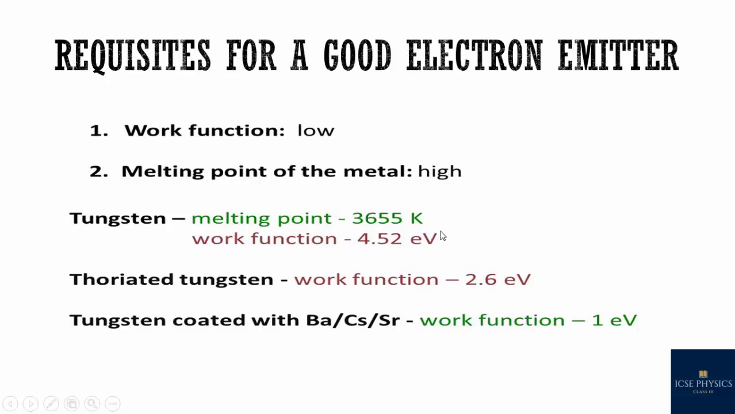So to reduce this work function, we use thoriated tungsten, whose work function is 2.6 electron volt. And if we coat the tungsten with barium or cesium or strontium, again the work function becomes 1 electron volt. So the best electron emitter will be tungsten coated with barium, cesium and strontium, whose work function is 1 electron volt. So these are the requirements for a good electron emitter.